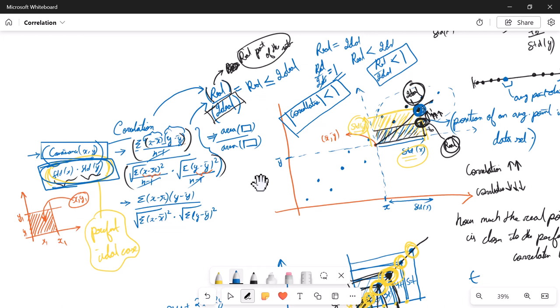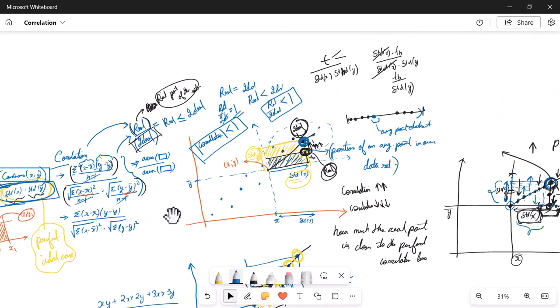It is nothing but a real upon ideal comparison, and that is the reason why the value of correlation lies between minus 1 and 1, or the magnitude of correlation is always less than 1, because it is just an ideal versus real comparison. And obviously real is more often than not less than ideal, and that's why the correlation values are more often than not less than 1. But in case of perfect conditions, that I've showed you when that happens, the correlation value comes out to be 1 if the conditions are perfect, or the real case is equal to the ideal case.